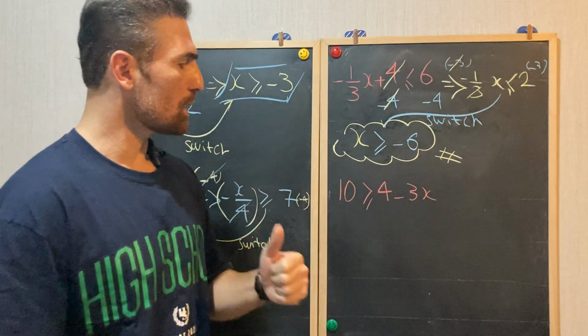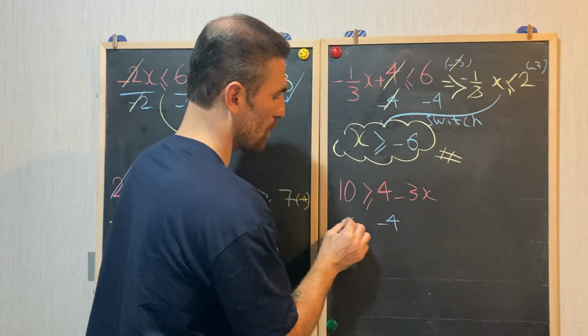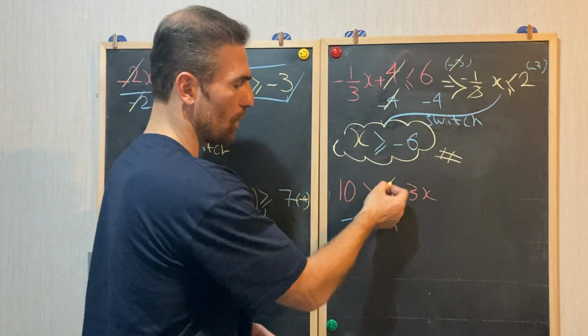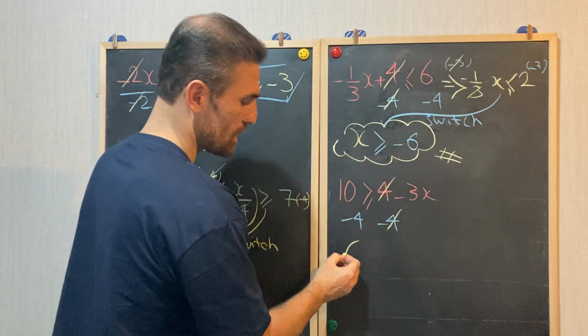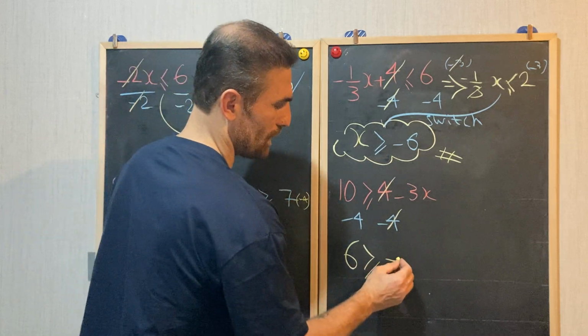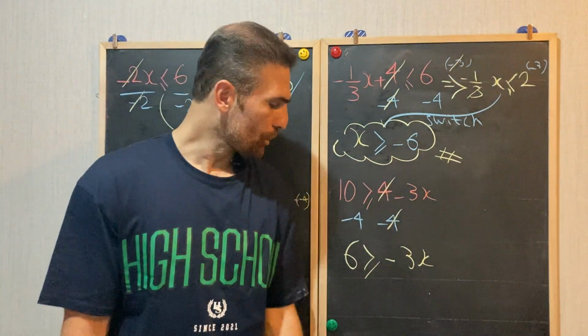Last one. 10 is greater than or equal to 4 minus 3x. Step 1. What can you see here? Positive 4. I use negative 4 for both sides. Positive 4, negative 4 cancel out. 10 minus 4 equals 6 is greater than or equal to negative 3x. What should we do now?